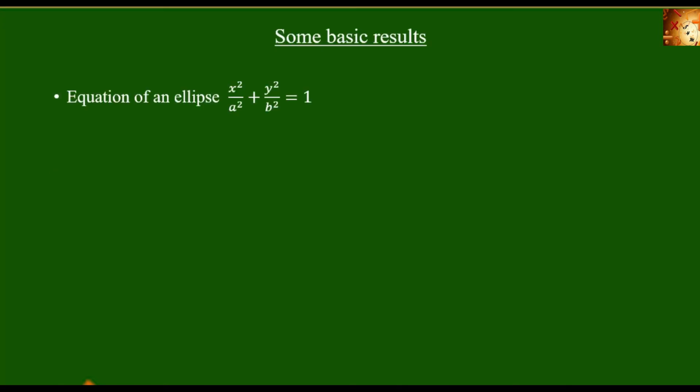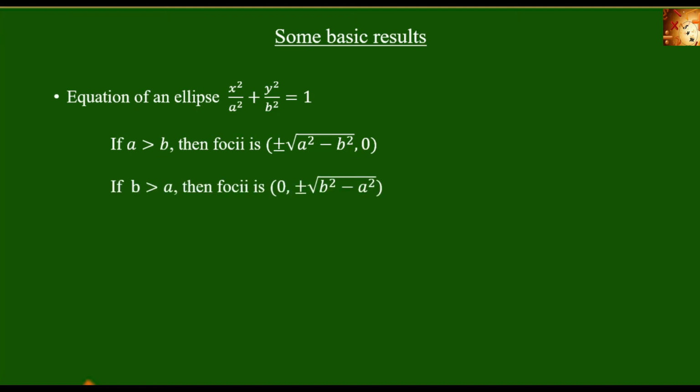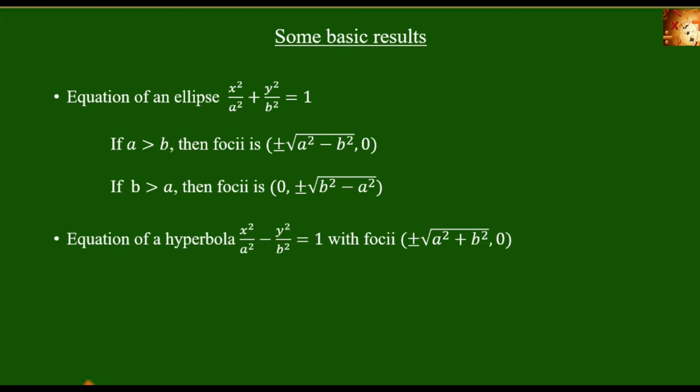Also, the equation of an ellipse. We all know the equation of an ellipse is x square by a square plus y square by b square is equal to 1. Here, if a greater than b, then the focus is plus or minus root of a square minus b square, comma 0. If b greater than a, then the focus will be the coordinate 0, plus or minus root of b square minus a square. Similarly, the equation of the hyperbola is x square by a square minus y square by b square is equal to 1, with focus plus or minus root of a square plus b square, 0.